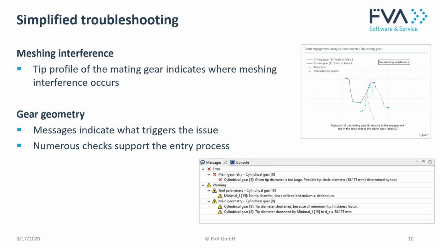We've also been able to integrate some simplified troubleshooting. For example, for meshing interference, the tip profile of the mating gear indicates where meshing interference occurs, and this is shown in the graphics of the Workbench. As you can see here in the image on the right, there is no meshing interference in this model. Also for the gear geometry, the messages indicate what is triggering the issue, and there are numerous checks to support the entry process.